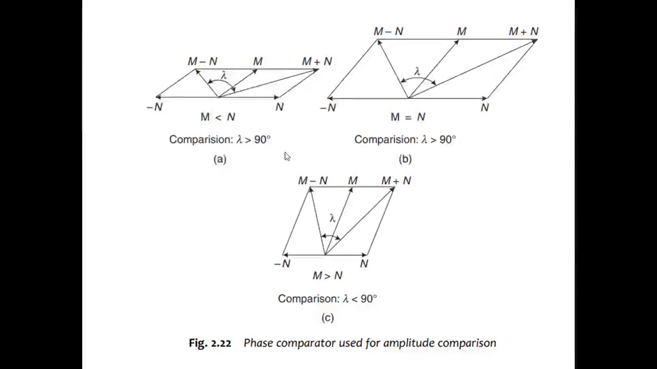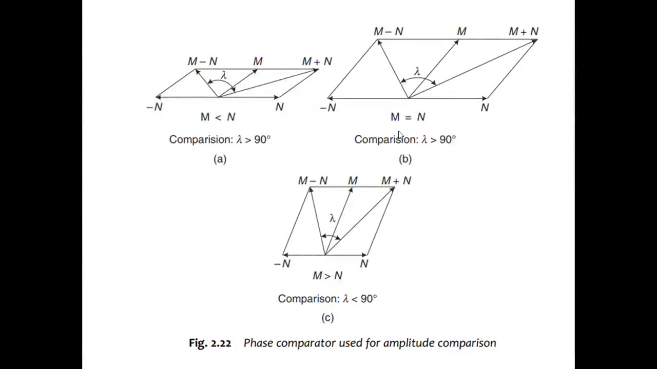So in figure A, when lambda is greater than 90 degrees, in the second figure it is shown that M is equal to N, and in that case lambda is greater than 90 degrees also, and in the comparison, lambda is less than 90 degrees. Okay, so there are three cases here, showing their vector representation according to their comparison. When M is less than N, this is not a relay operating condition. When M is equal to N, in that case the relay is not operated.